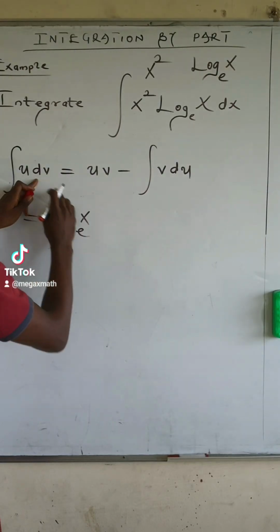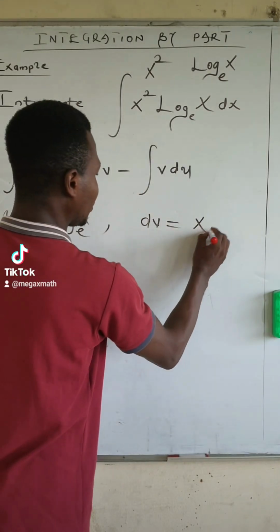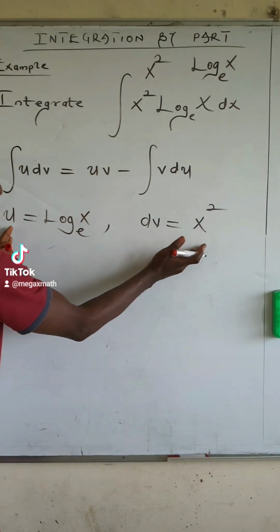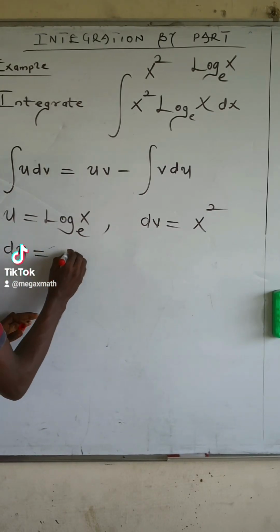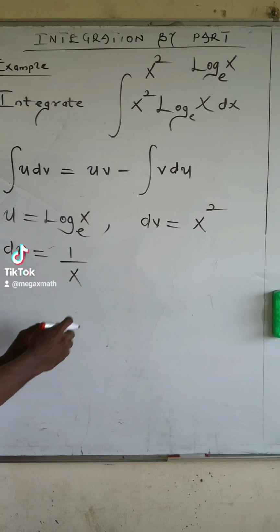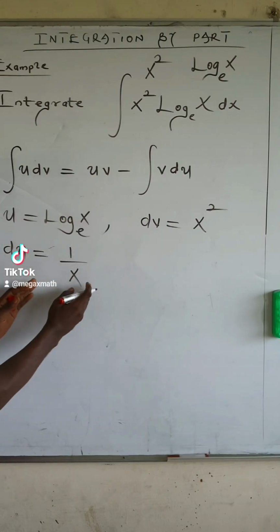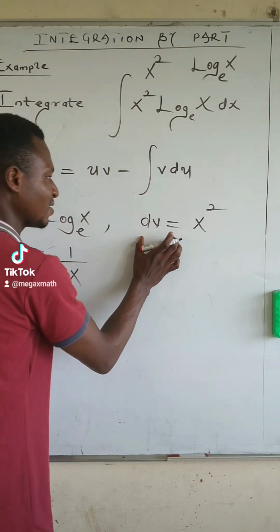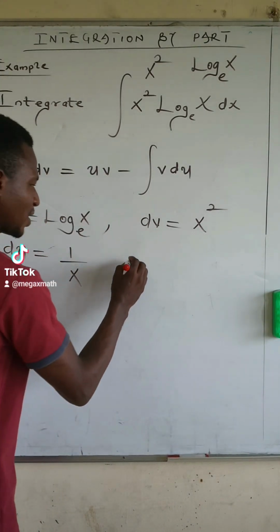Then our dv is equal to the other function, which is x raised to the power of 2. At this instance, we are going to differentiate u and integrate dv. If we differentiate u with respect to x, we get 1 over x, since the derivative of a log function is the reciprocal of that function. Take note that in u we are differentiating, in dv we are integrating so that we can get v.